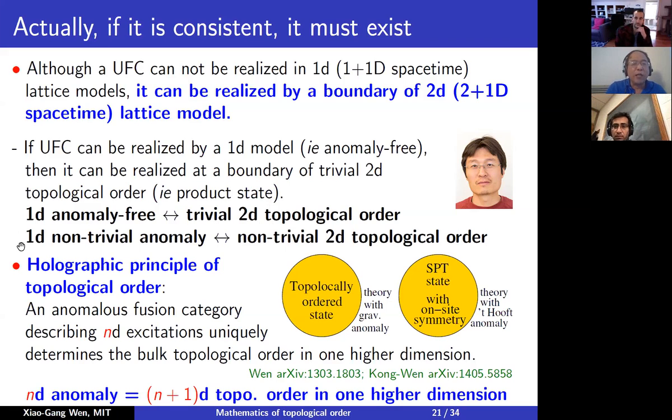However, if a unitary fusion category has a non-trivial anomaly, it corresponds to a non-trivial two-dimensional topological order. So it's really related to the following notion: the anomaly is in one-to-one correspondence with the topological order in one higher dimension. So this led to the classification of anomalies. It's just a topological order in one higher dimension. And that's a new, modern understanding of topological order. I think I will finish in 5 minutes. I'm sorry, I'm kind of over.